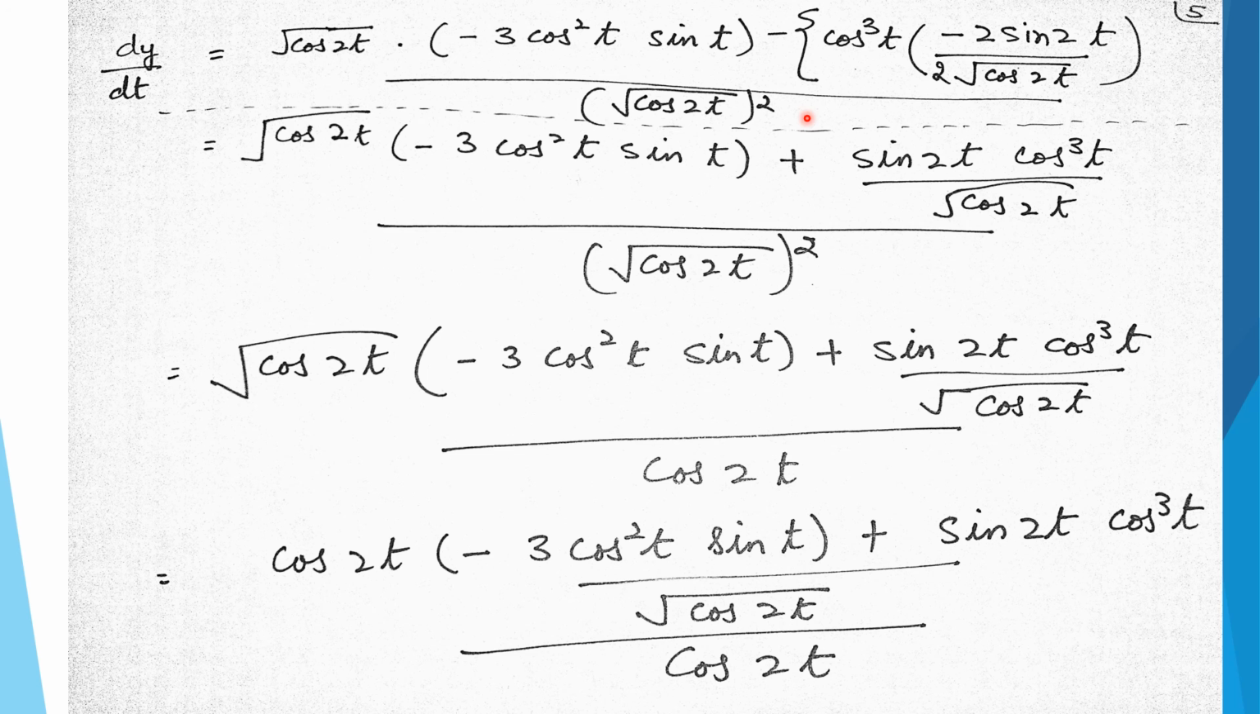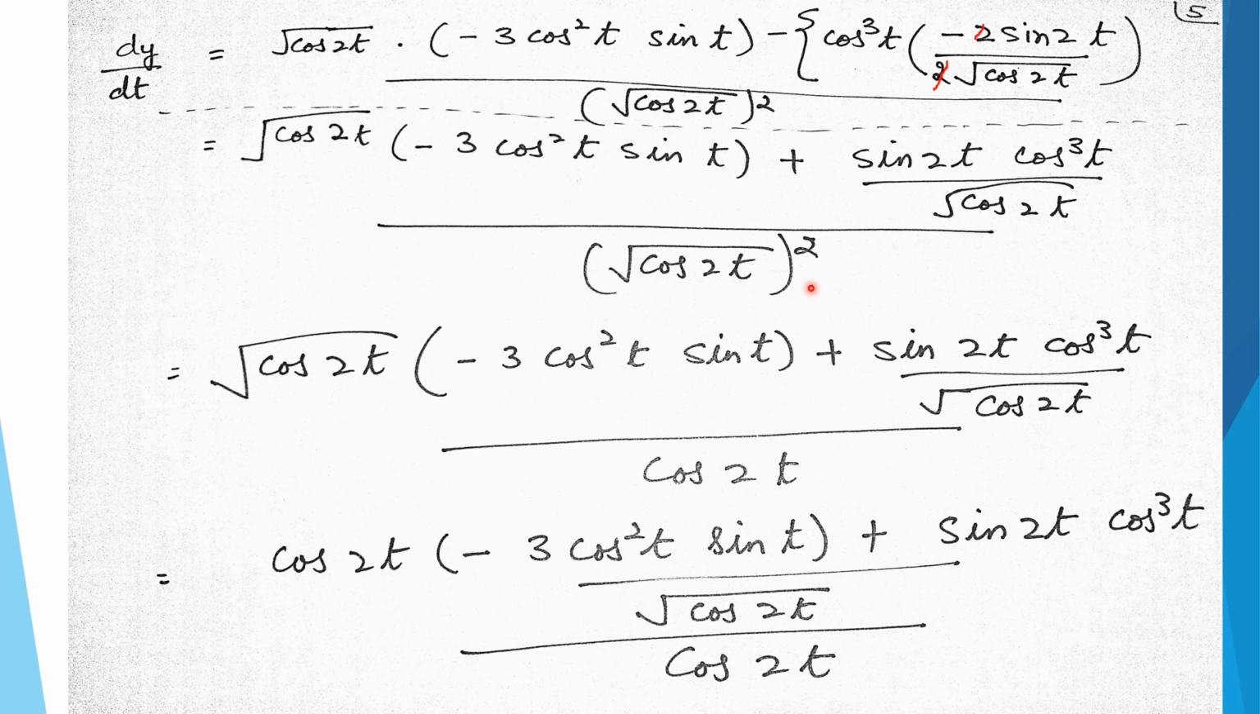Now we'll begin further. What we will do is see this minus and this minus, this will turn to plus. So you will write under root of cos 2t multiplied by minus 3 cos square t sin t plus sin 2t, and you are doing one more step here. See that this 2 will get cancelled with this 2. So what you will get is plus, this minus minus turns plus, sin 2t cos cube t whole upon under root of cos 2t, with the full denominator cos 2t under root whole square.